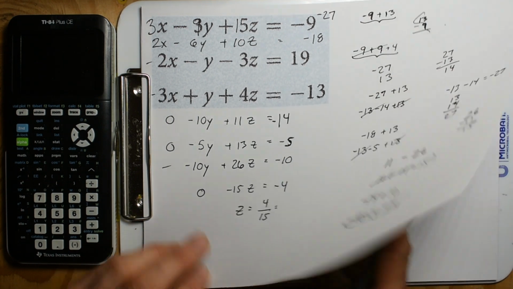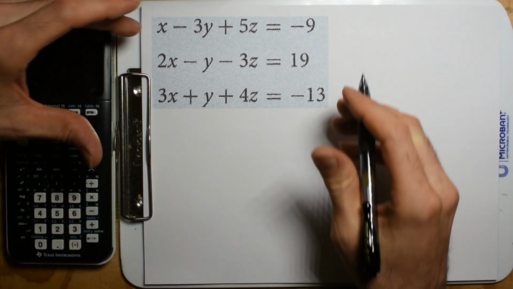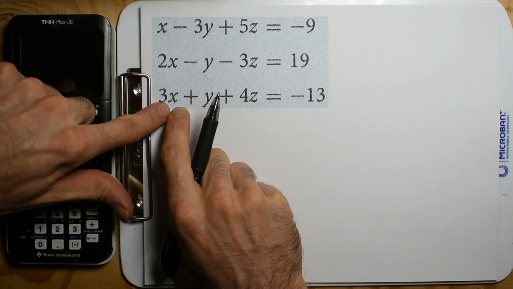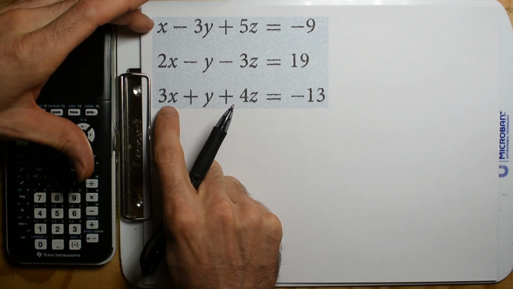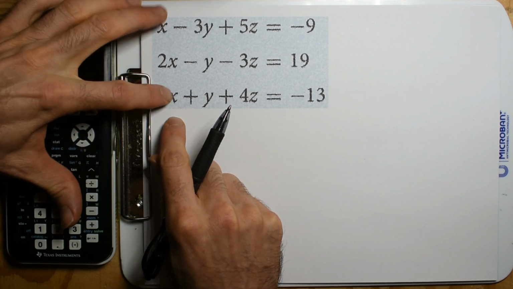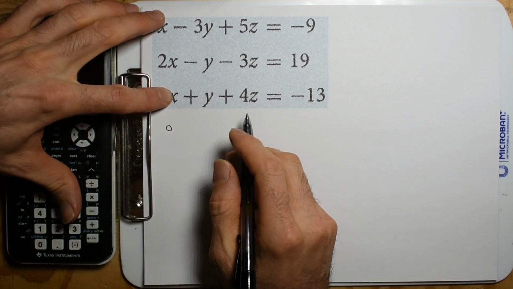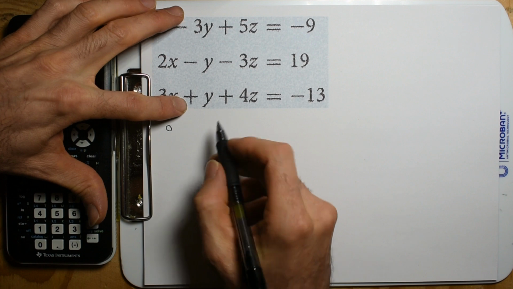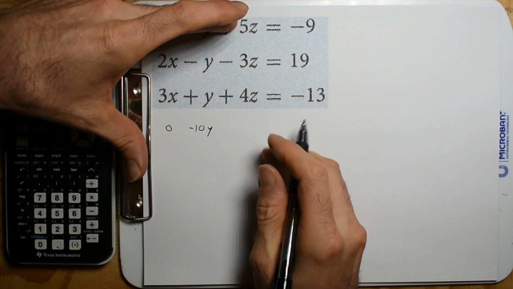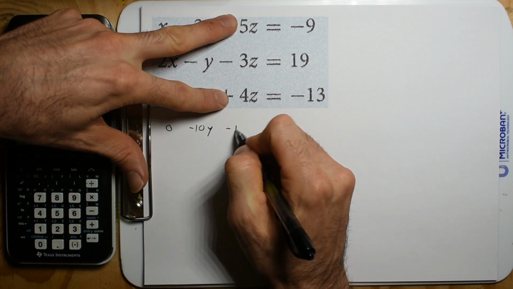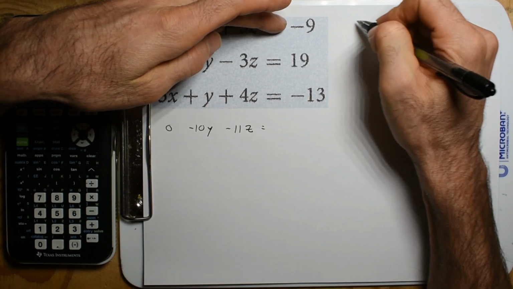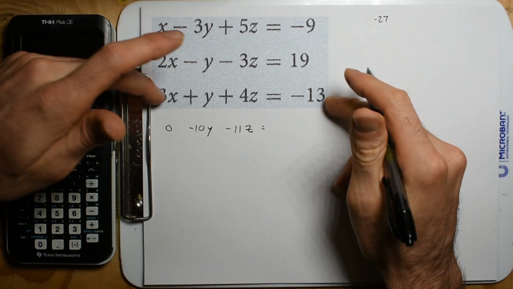Bummer. Alright, let's try that one just a little bit slower. I think we can kind of just do it all in our head now. If I multiplied this by 3 and then subtracted, these would cancel, so we have 0. And then we'd have negative 9 minus 1, that's negative 10y. And then we would have 15 minus 4, that's negative 11z. And then we would have negative 27 plus 13.